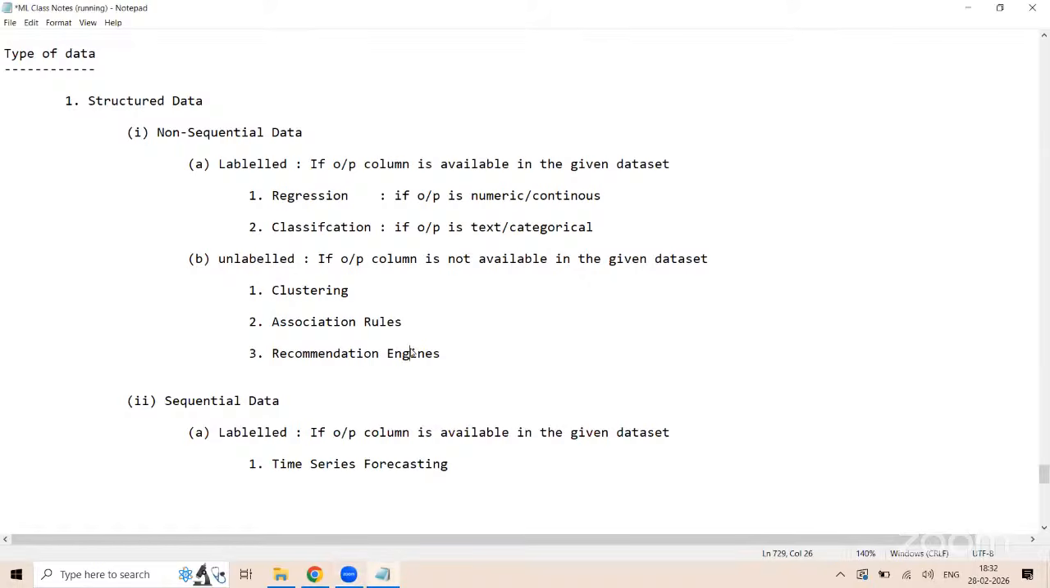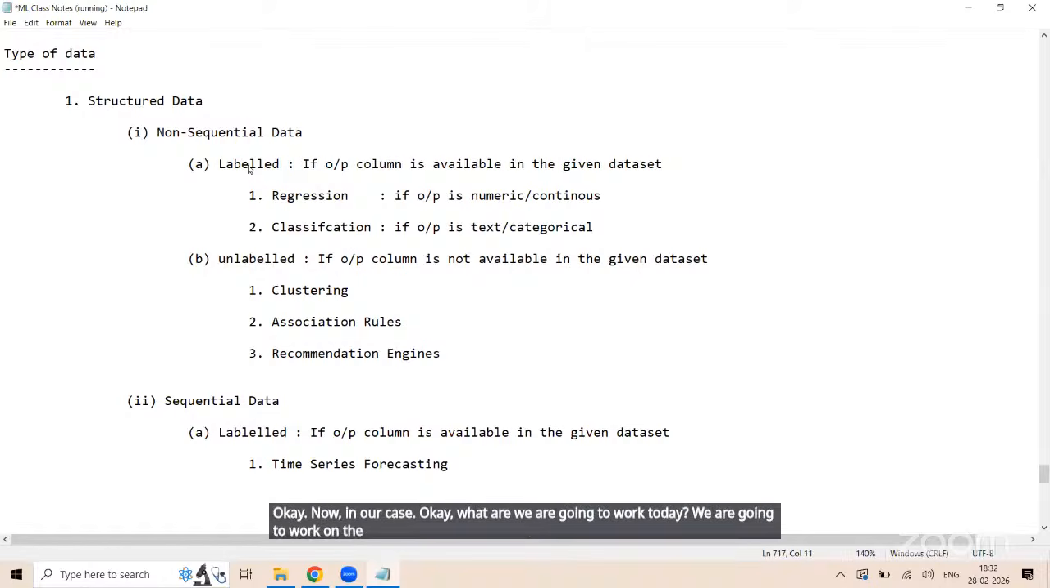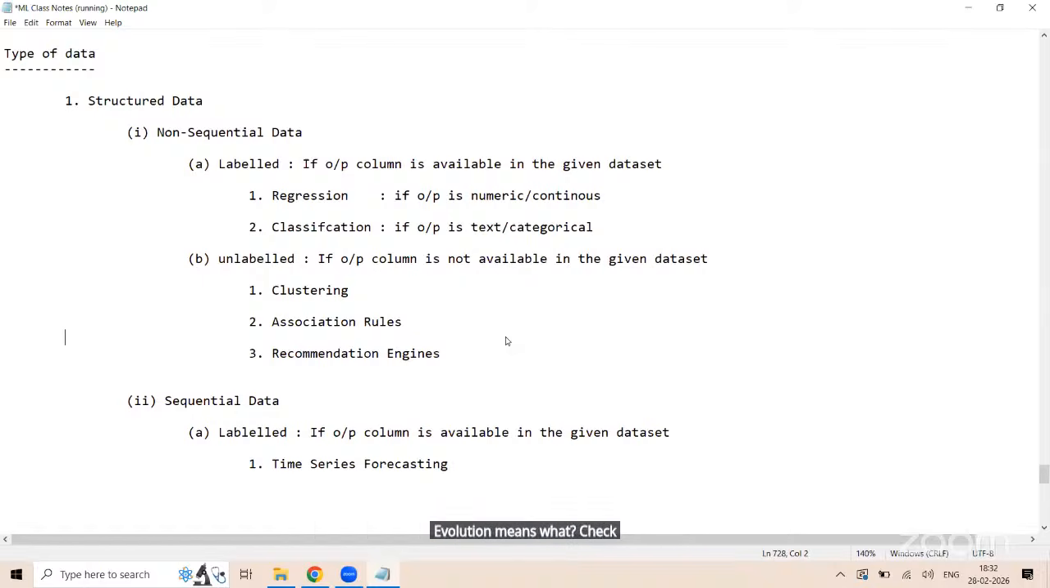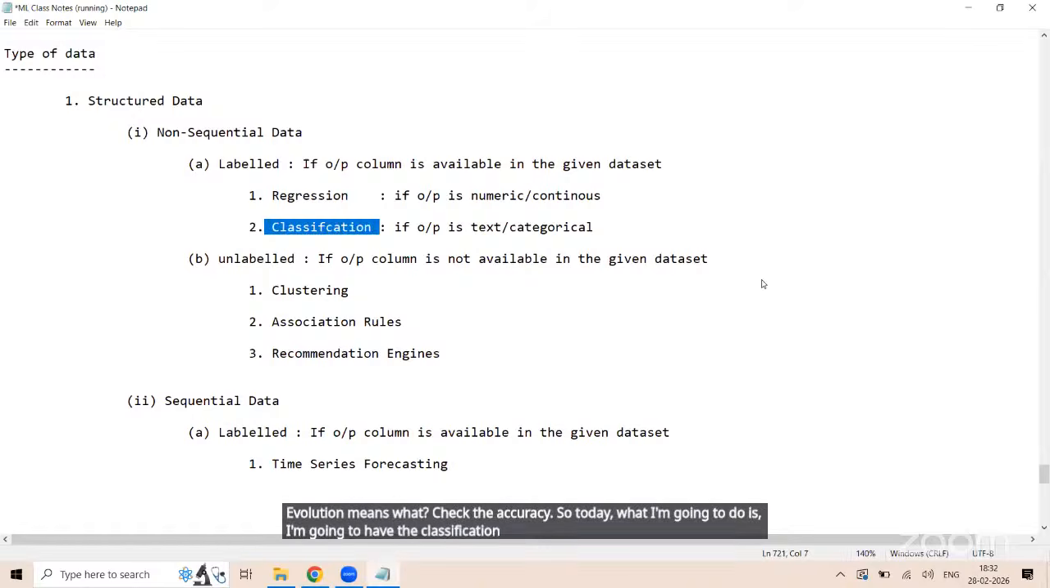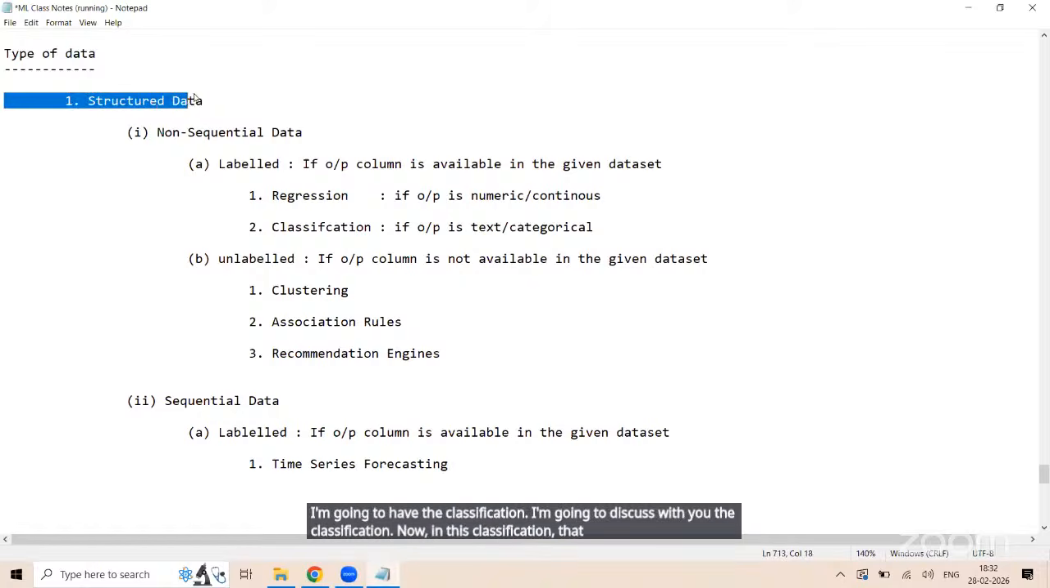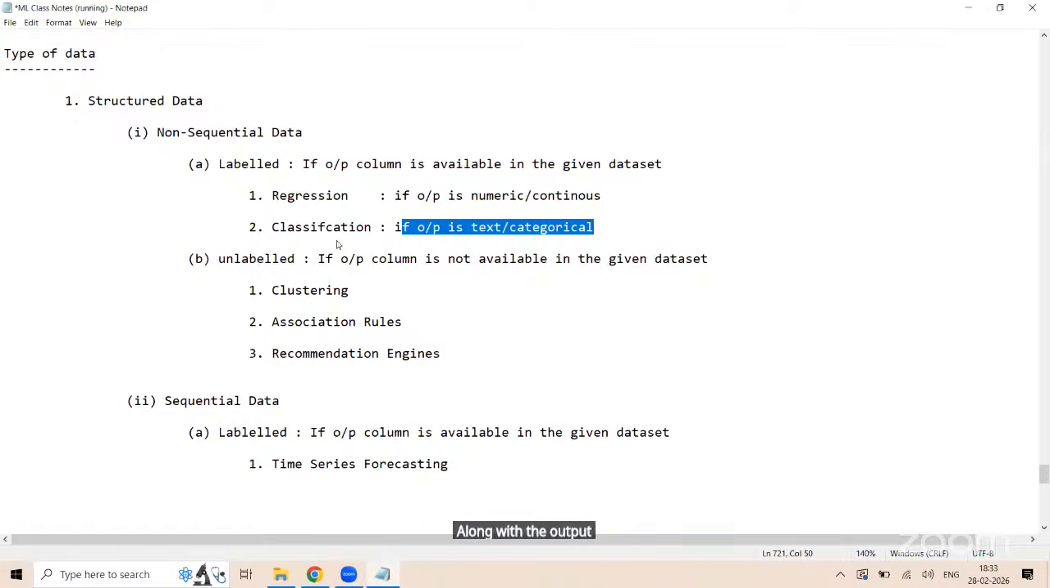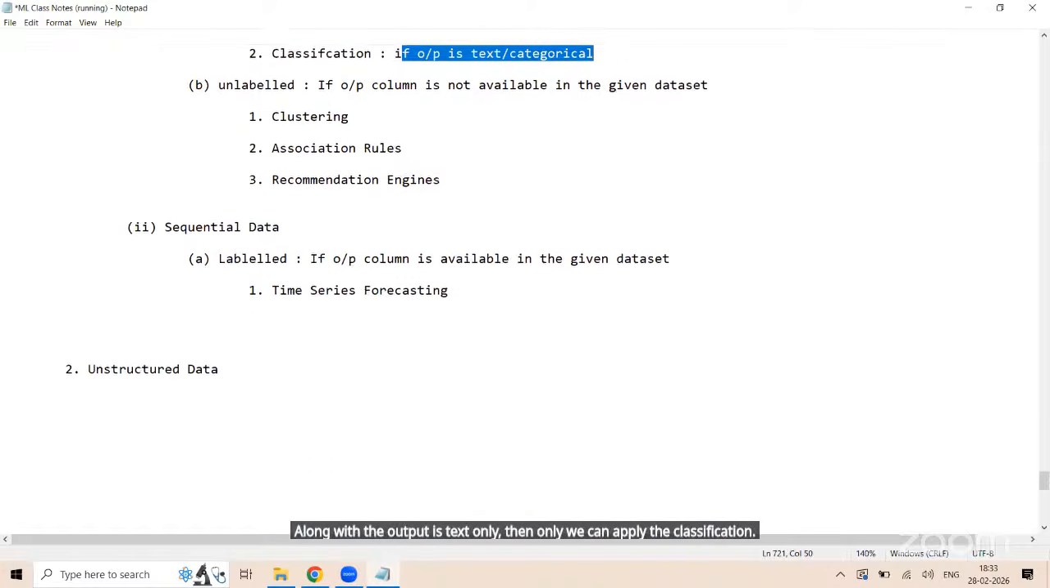Now, what are we going to work on today? As I have already shared with you, in today's class we are going to check the evaluation of ML and AI models. Evaluation means checking the accuracy. Today I'm going to discuss classification. For classification, the data must be structured, non-sequential, and labeled. If it satisfies these 3, along with the output being text only, then we can apply classification. Otherwise, we cannot.